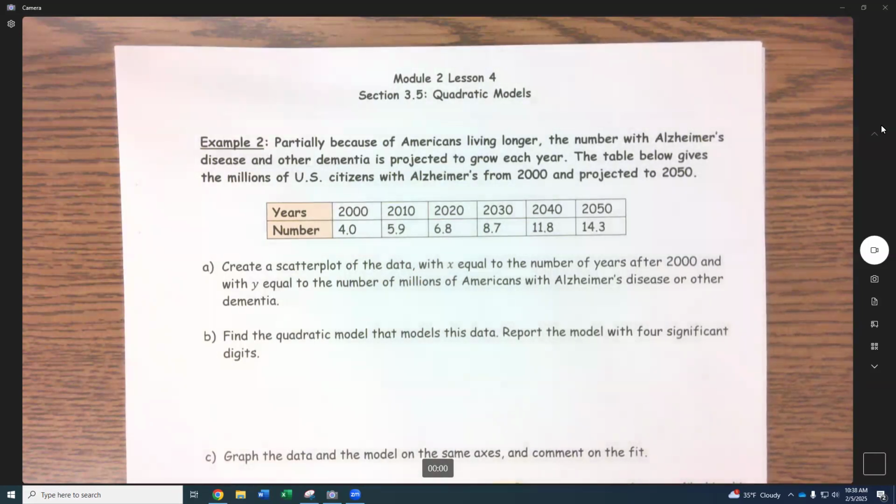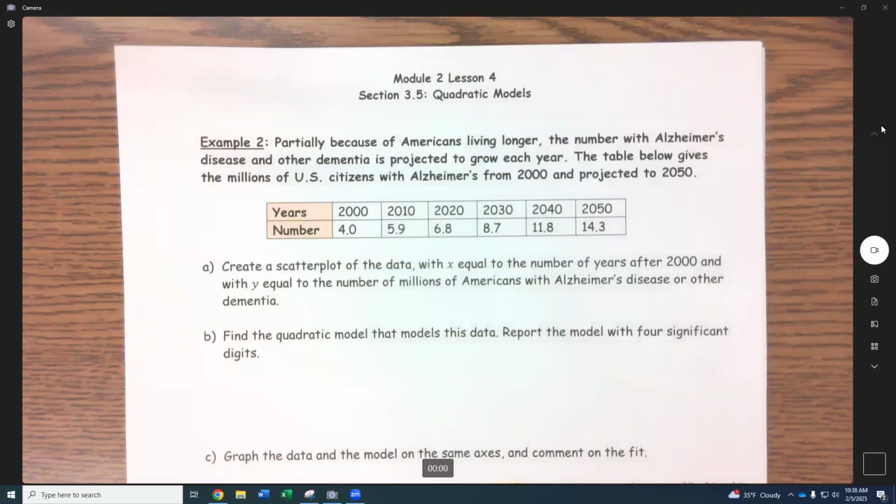So it says example two, partially because of Americans living longer, the number with Alzheimer's disease and other dementia is projected to grow each year. The table below gives the millions of US citizens with Alzheimer's from 2000 and projected to 2050.